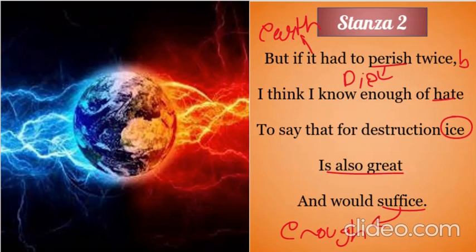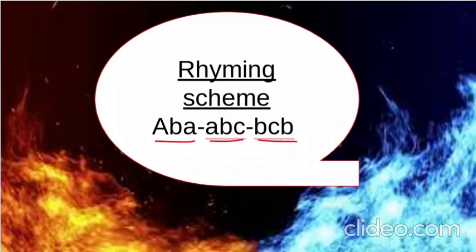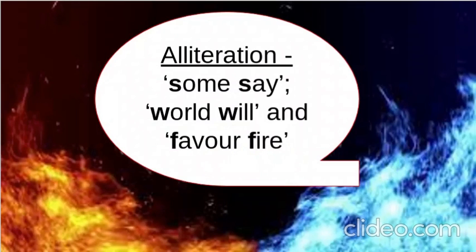I think I know enough of hate. Hate is not matching with anything in the previous stanza. So C. Okay, then twice, ice in the previous one. So again B. Is great, hate and great, matching? Yes, it is matching. C. And in the answer suffice. Suffice, ice, twice, all of them are matching. So B. So that's why we get the rhyme scheme ABA, ABC, BCB. That's even a question in your NCERT book. In the question answer, there is a question: what is the rhyming scheme of this poem.